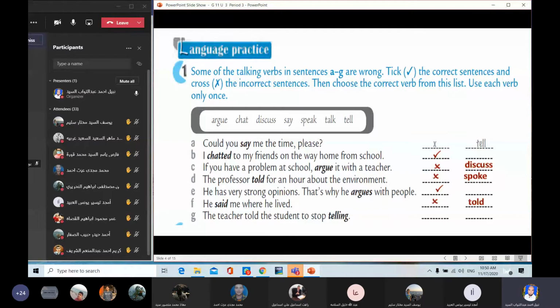Okay. G. Ahmed Haider. The teacher told the students to stop telling. False. Talking or speaking. To stop what? To stop telling. Talking or speaking or chatting or arguing. Yes. Very good. Stop talking, stop speaking are correct. Good. Thank you. Now, let's move to the next exercise. Exercise 2.